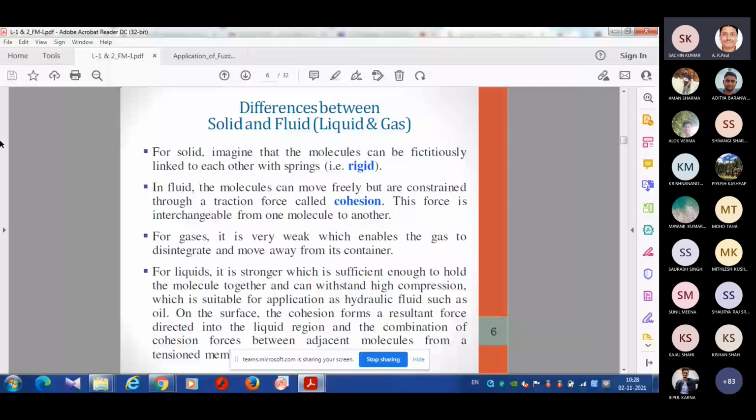Probably I will violate rules, but I will definitely check with my head of the department whether I can take the whole class in Hindi. So give me a minute. I will come back.